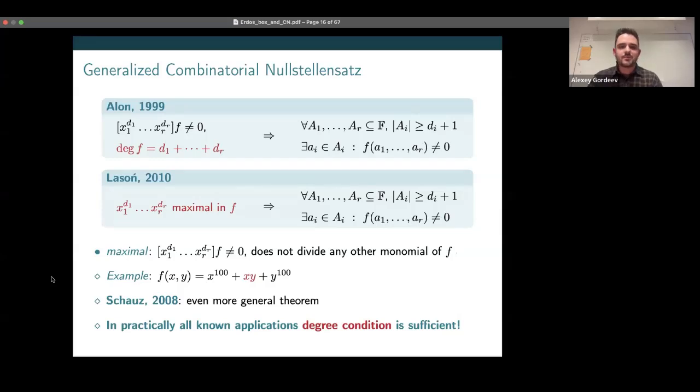Okay, so that's the end of the introductory part about Nullstellensatz. It's again a good point to ask questions if you have any. If not, we will move on to Turán numbers.